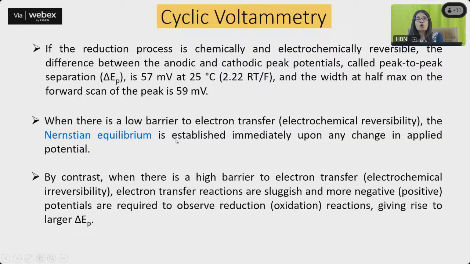When there is a low barrier to electron transfer, that is, when there is electrochemical reversibility, this Nernstian equilibrium is established immediately upon any change in the applied potential. Whereas when there is a high barrier to electron transfer, meaning electrochemical irreversibility, these electron transfer reactions become very sluggish and more negative or positive potentials, as the case may be, are required to observe reduction or oxidation reactions. This gives rise to a very large peak-to-peak separation.